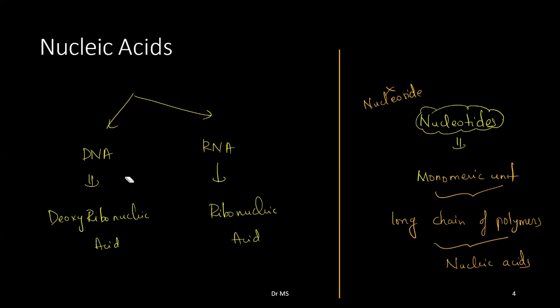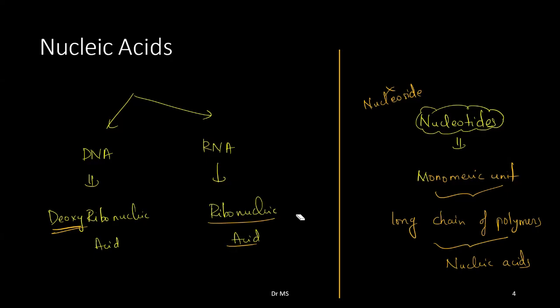I'll tell you what the difference is between DNA and RNA. Just now, you remember, DNA is deoxy because one oxygen is lost here, and ribonucleic acid is intact; it contains all the oxygens. So that's the basic difference between DNA and RNA. DNA lost one oxygen, whereas RNA contains all the oxygens in its structure.